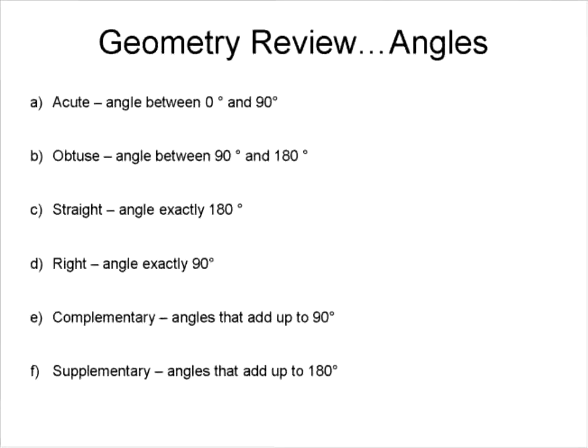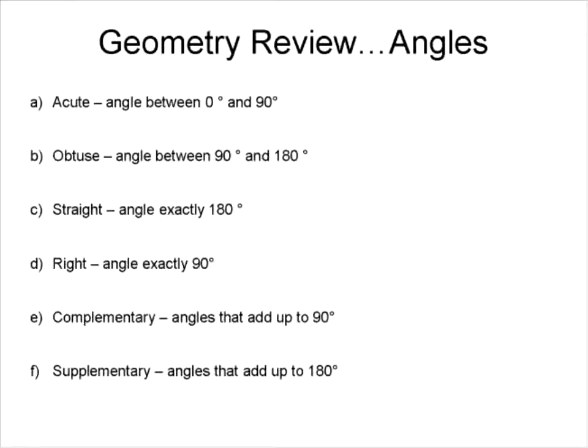Let's look at a few things right from the start, as we're going to look at some different angles here. So, first one, and again, it's just going to be terminology. We're going to look at an acute angle. And what's an acute angle? Well, an acute angle is just an angle between 0 and 90 degrees.